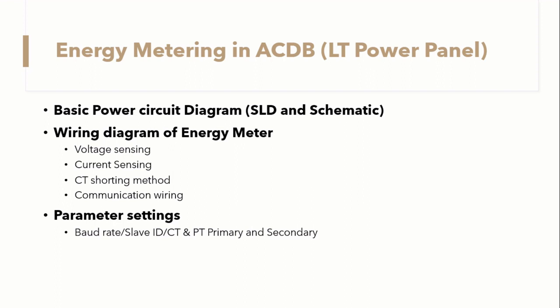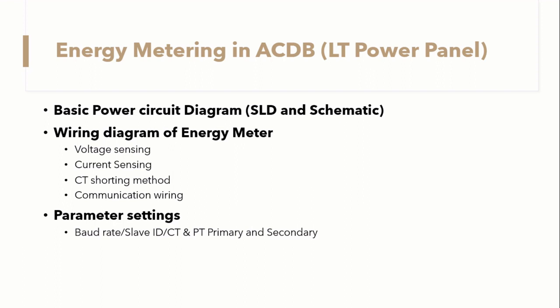For that, baud rate and slave ID are the very basic parameters which are commonly agreed by the controller manufacturer as well as the meter manufacturers, and they are mentioned in the data sheet also. So you have to correctly configure these numbers in your meters as well as in the controllers for smooth communication.